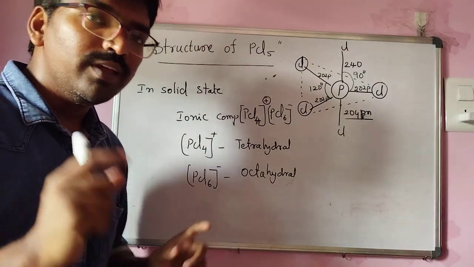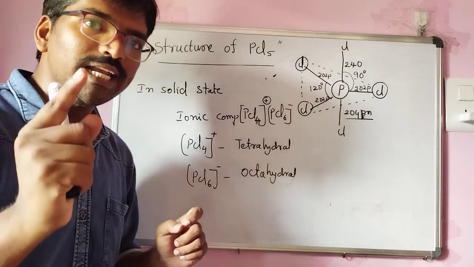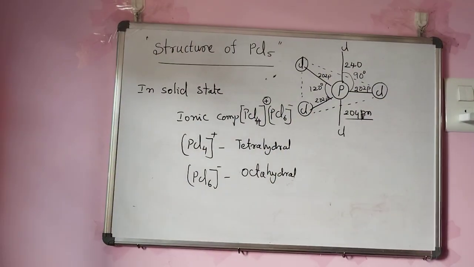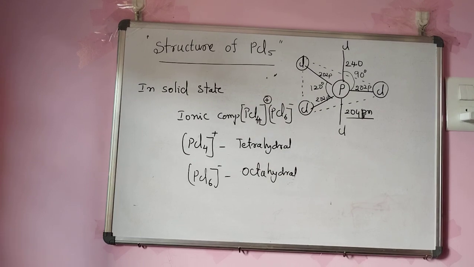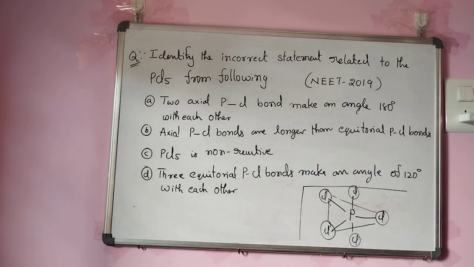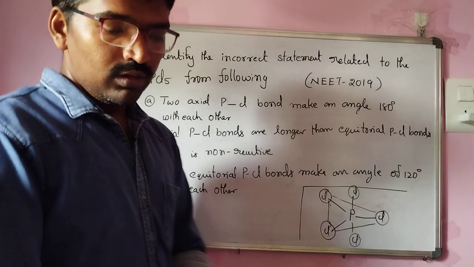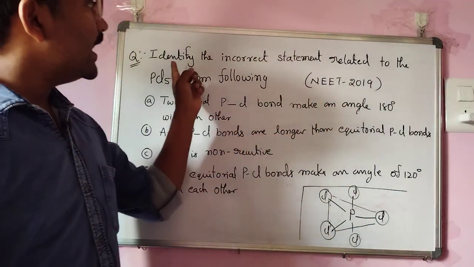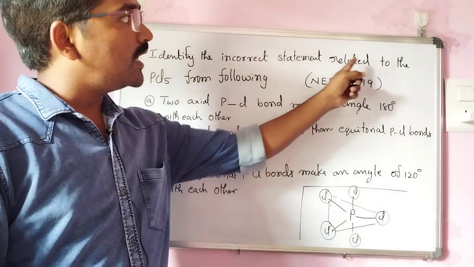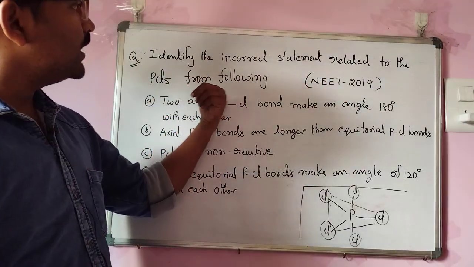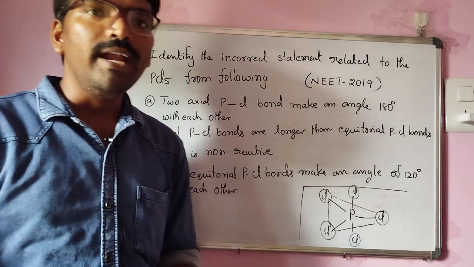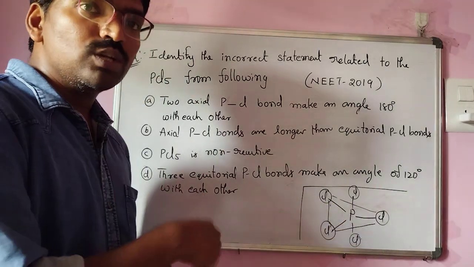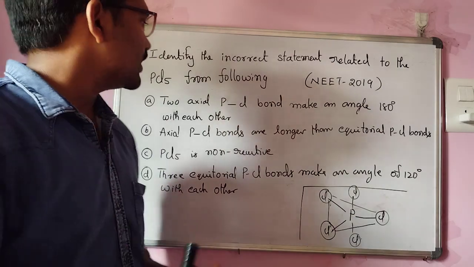Understand all of you? Then what type of questions they are asking in the NEET examination, that we will discuss now. Here is a 2019 NEET question: identify the incorrect statement related to PCl5 from the following. All the statements given are about the structure only.